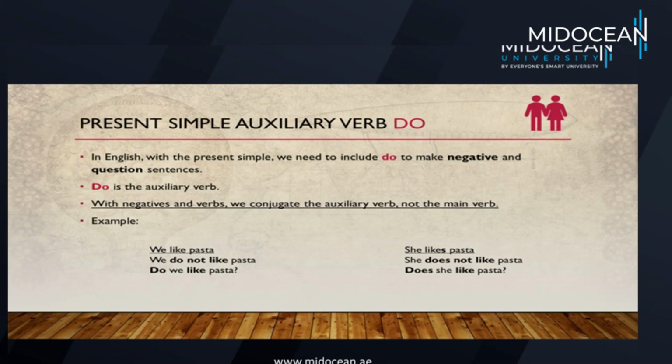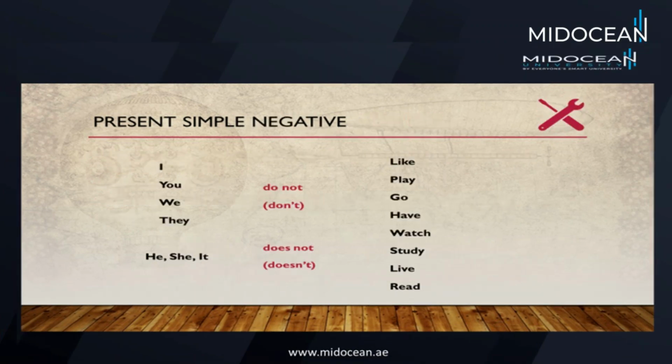Example, we like pasta. She likes pasta. We don't like pasta. She doesn't like pasta. Do we like pasta? Does she like pasta? So we say I don't like, or you don't like, we don't like, and they don't like. He, she, it doesn't like.